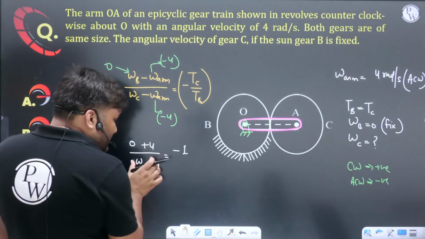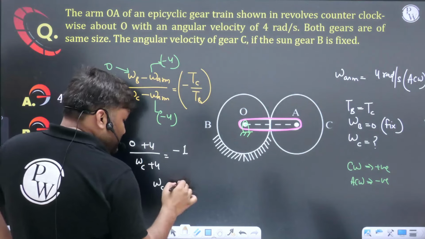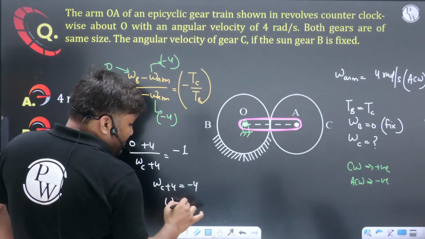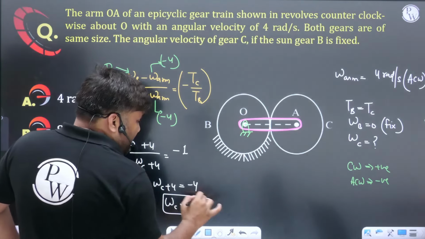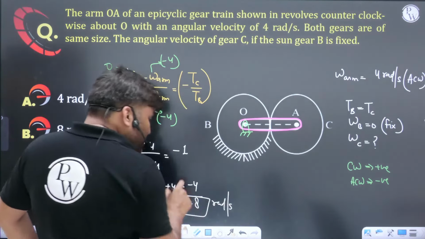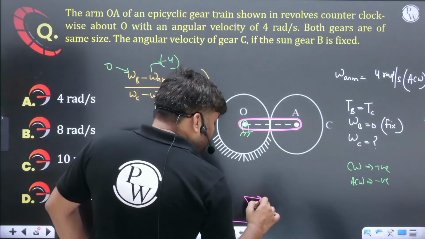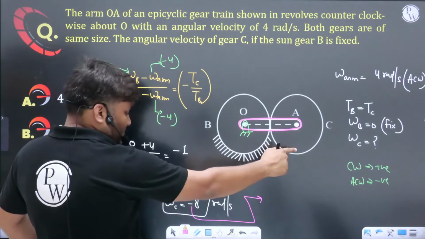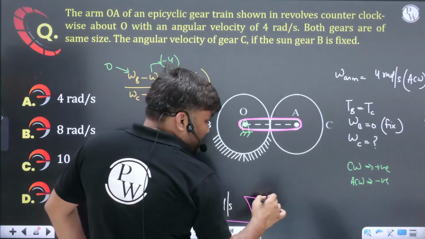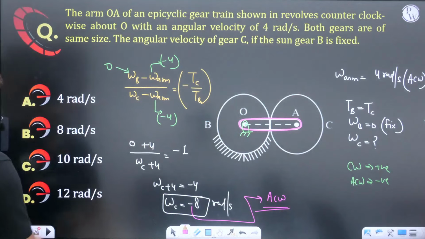Try to solve this. Omega C +4 equals -4, so omega C is -8 radian per second. The minus represents that gear C is also rotating in the anti-clockwise direction. Which option is correct? Option B is correct.